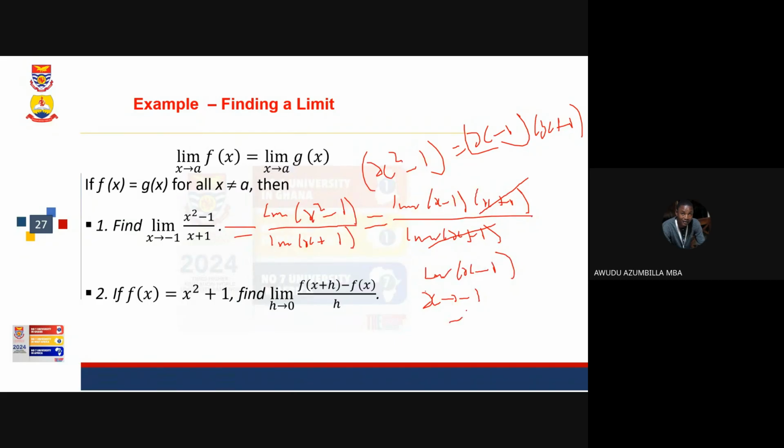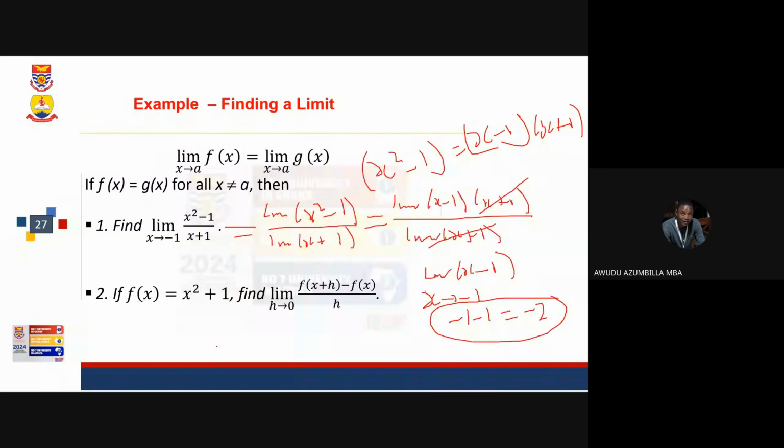So we are going to get -1 minus 1, and that is going to give you -2. That is the limit, and this is what they are asking you to find. Not anything before. Okay. Now, what about the second one?